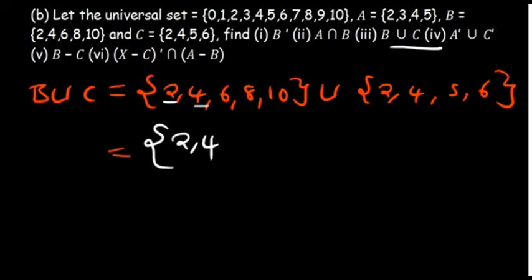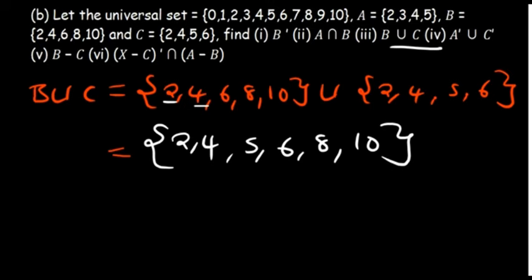Then I'll go to 5, 6. 6 is common, so I've just written it once as well. Then I'll go to 8 and 10. So we've combined all the elements in B with C. That is what the union of the sets asks you to do.